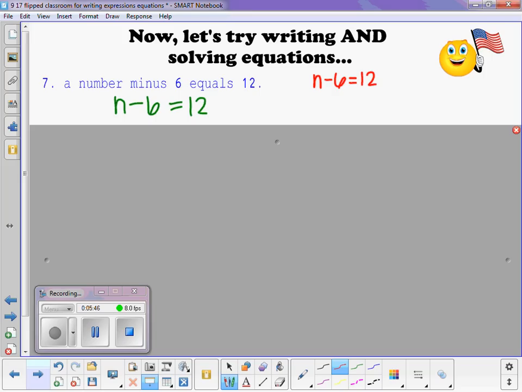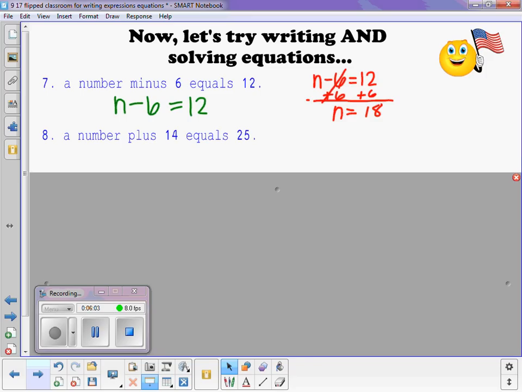We talked about inverse operations today. And the inverse operation of subtraction would be addition. So I need to add 6 to both sides. Those cancel out, and we're left with 18. So n equals 18. Write that down.